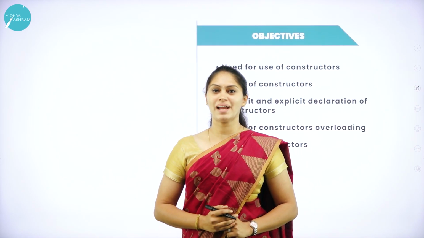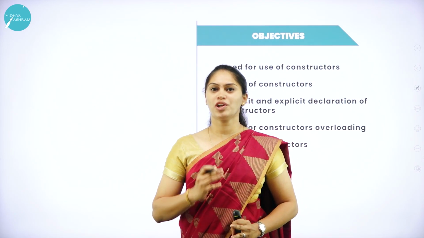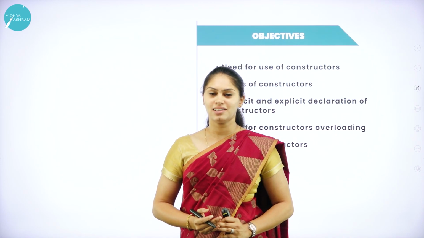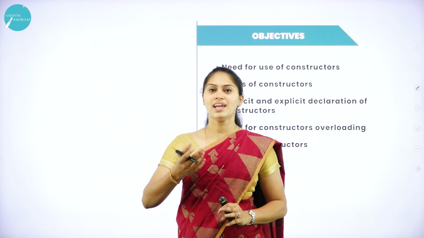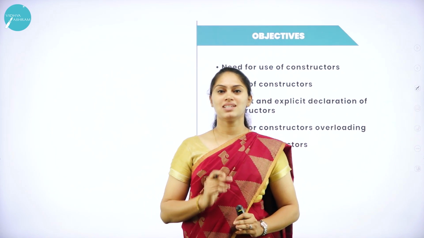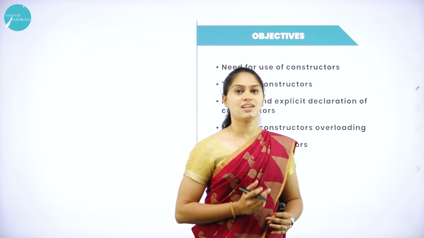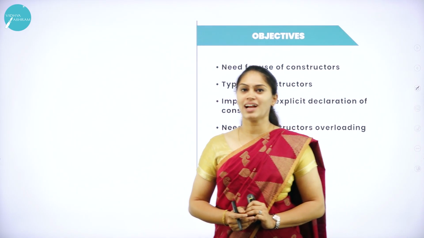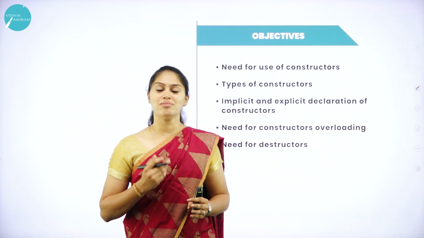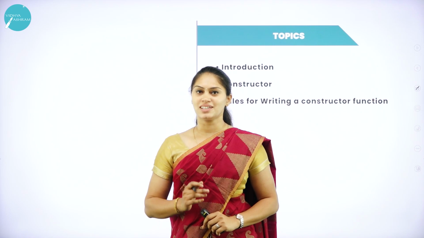Then what are the objectives of learning this concept, constructor and destructor? In this, I will be discussing what you mean by constructor, what is the need of using a constructor, and what are the types of constructors. After that, I am going to discuss how to invoke or call the constructor. There will be 2 methods, implicit and explicit. After that, I will discuss the need for constructor overloading. Already you have had a discussion regarding function overloading. In the same way, I am going to use constructor overloading. After that, I will be discussing the destructor. So these are the objectives of the chapter constructor and destructor.